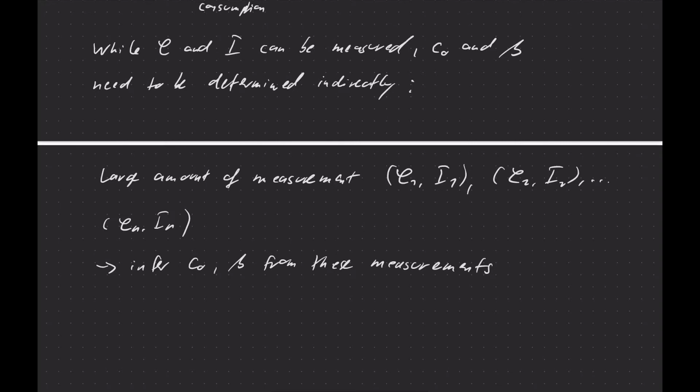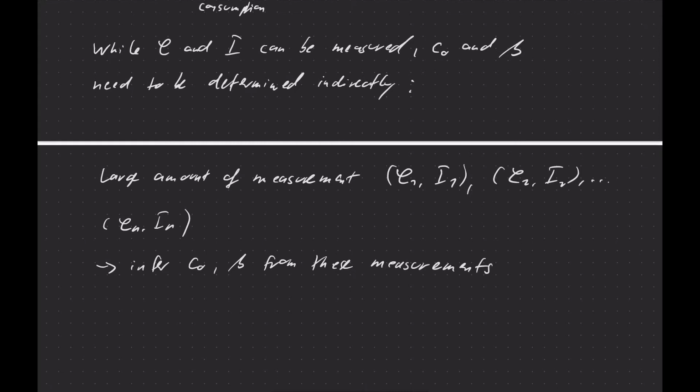Now, of course, in theory, this is a linear equation. So a linear equation, two unknowns, so two measurements will provide you with two linear equations, and that should be sufficient to solve for C0 and beta. But of course, there may be a lot of other factors that this model does not actually capture.